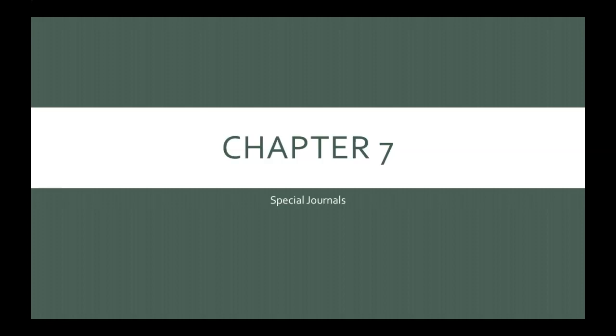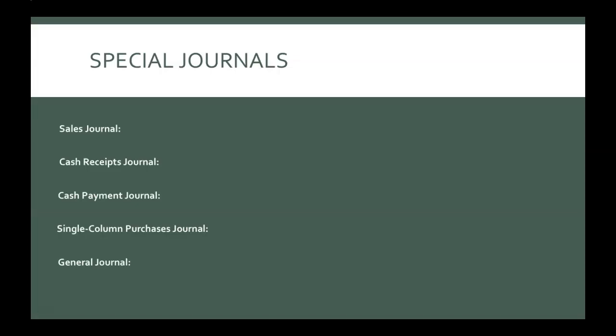Let's review special journals from Chapter 7. So Chapter 7 threw a few of these special journals at you: your sales journal, your cash receipts journal, cash payments journal, single column purchases journal, and then our general journal.